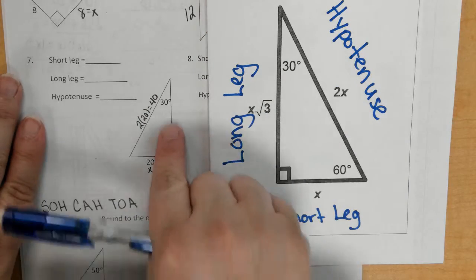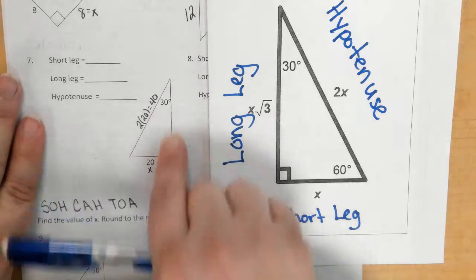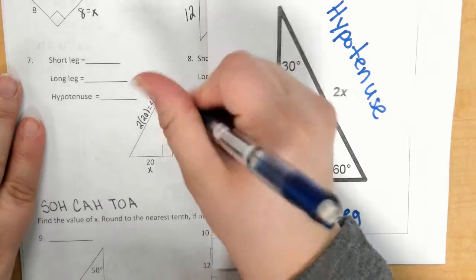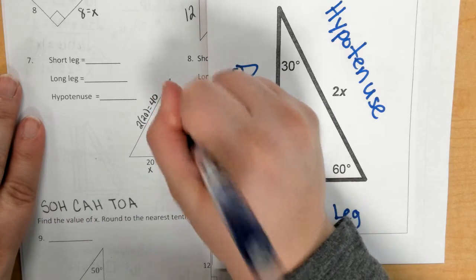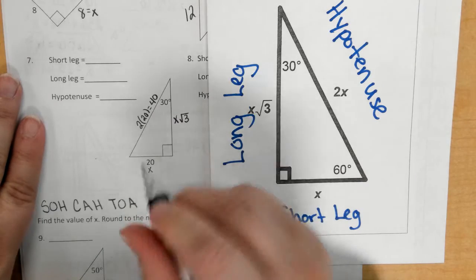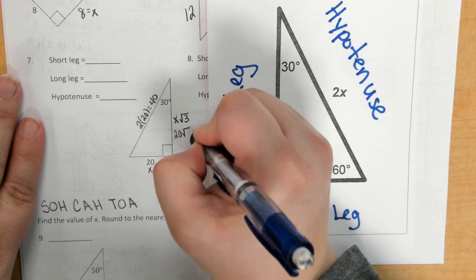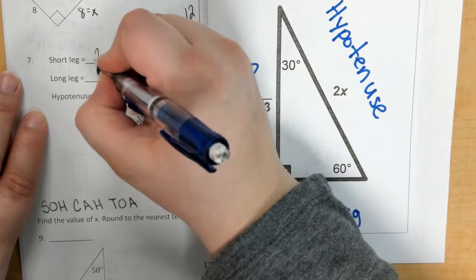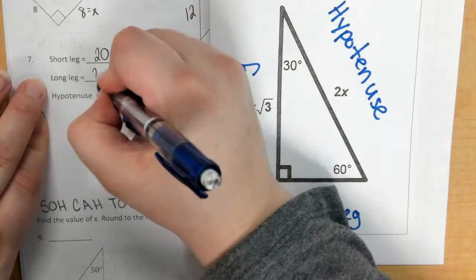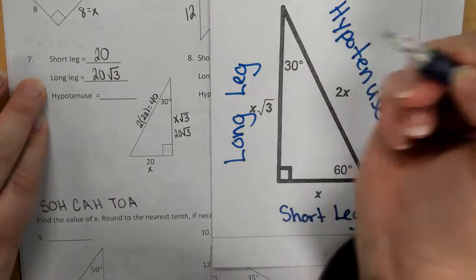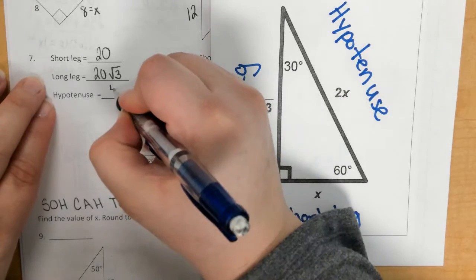And then this part right here is your long leg, which is x radical 3. And we know that the x is 20, so this is 20 radical 3. So the short leg is 20, long leg is 20 radical 3, and then the hypotenuse is the 40.